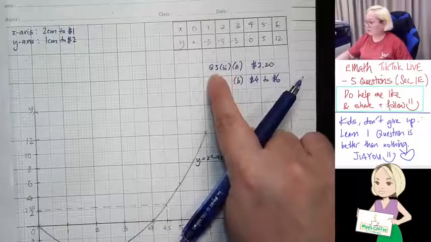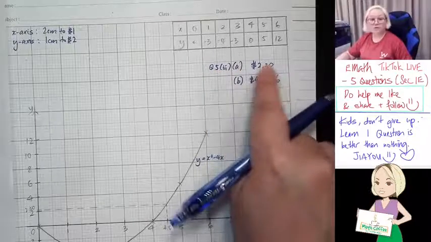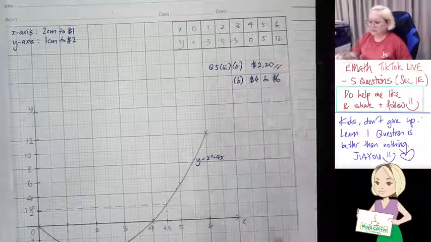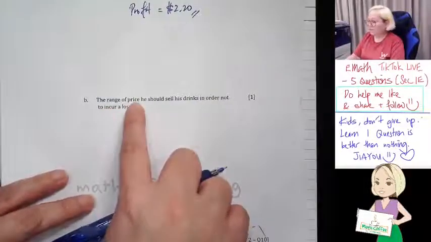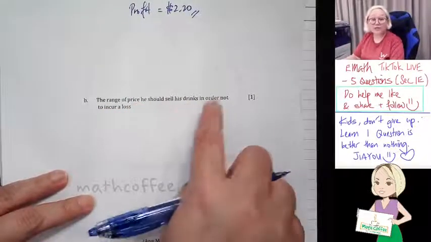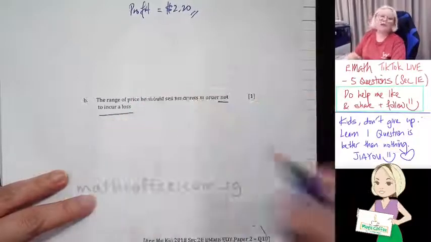Please make sure that on the graph you state it. So it's like the part answer, you should write it here. Okay, next they say from the graph, find out the range of price that you should sell your drinks at in order not to incur a loss.